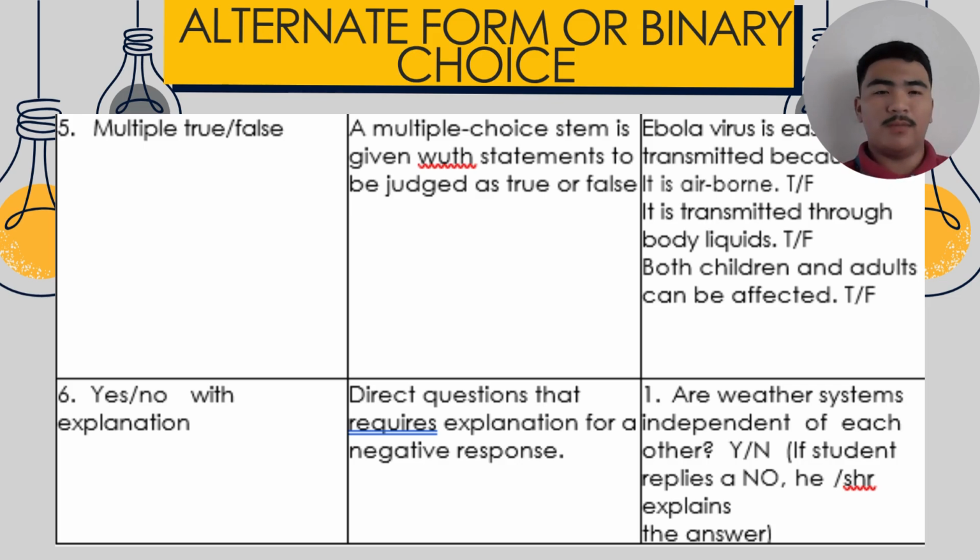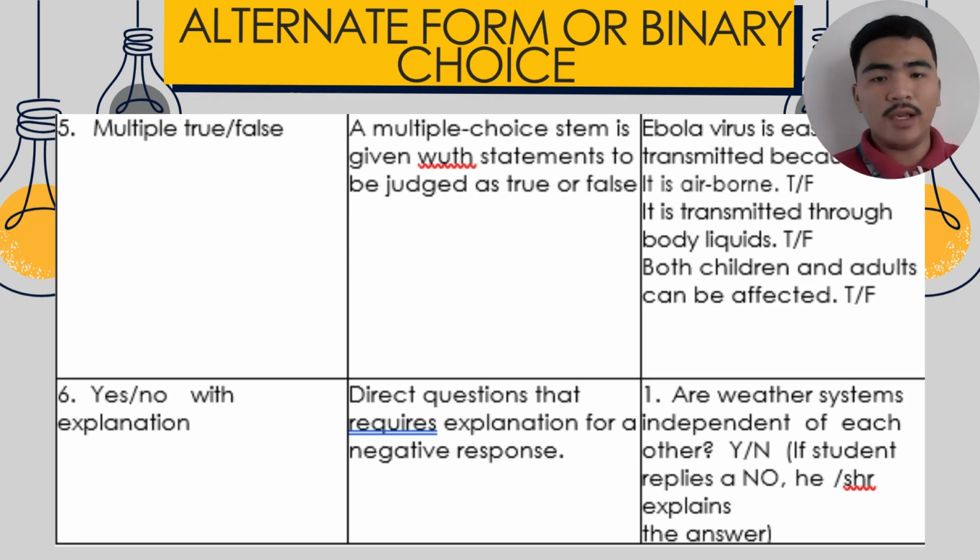Now the next one is number five, a variety of the binary choice: the true or false. Now this is more similar to the modified true or false. For example, its stimulus is a multiple choice stem given with statements to be judged as true or false. Now this is more like a continuous true or false. For example, the first question: Ebola virus is transmitted because it is airborne. Now you answer it with true or false.